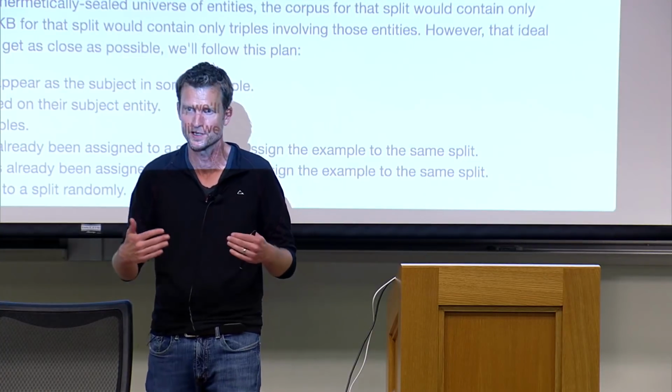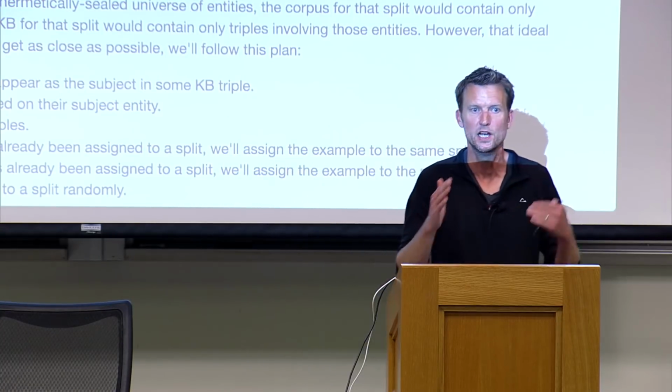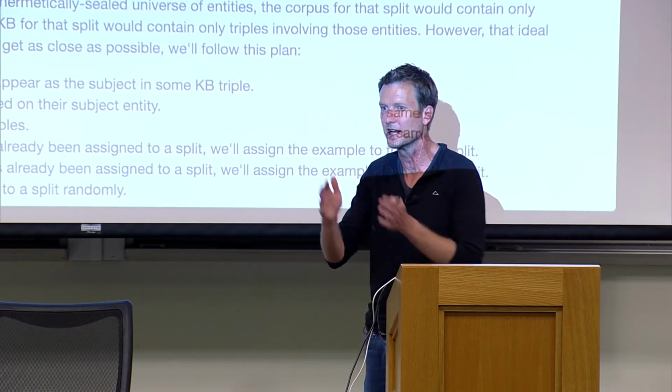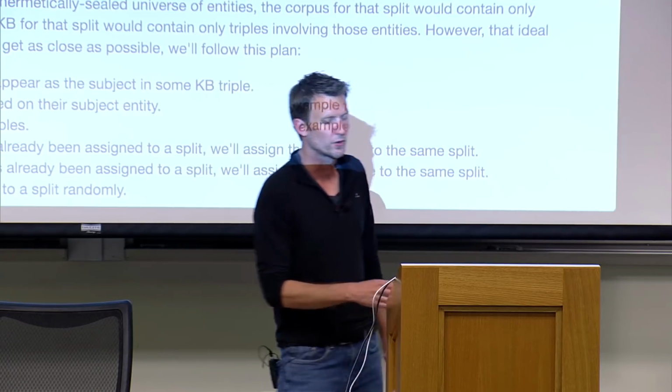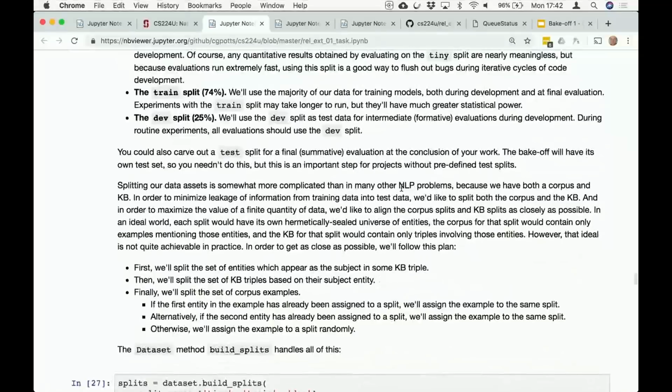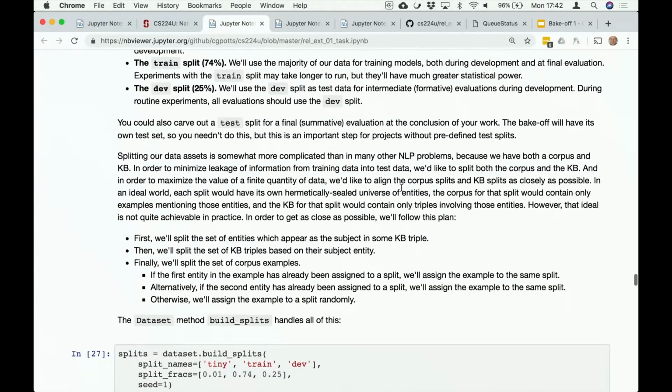Just make sure your code is running properly before you scale up to training on the big train split and testing on the dev split, which can take a lot longer to run. So I think that's a great methodological practice that I encourage you to use in other places. Then the train split is going to be about 3/4 of our data. The dev split is going to be about 1/4 of our data. That's a pretty typical setup.